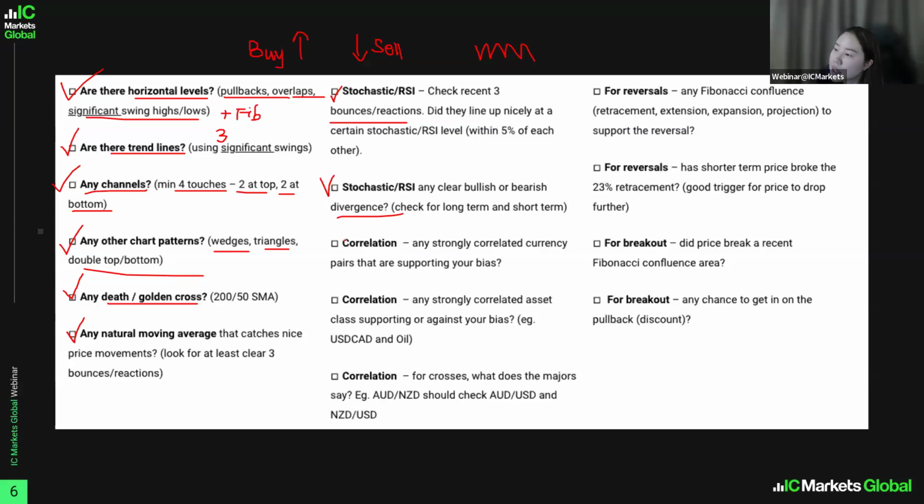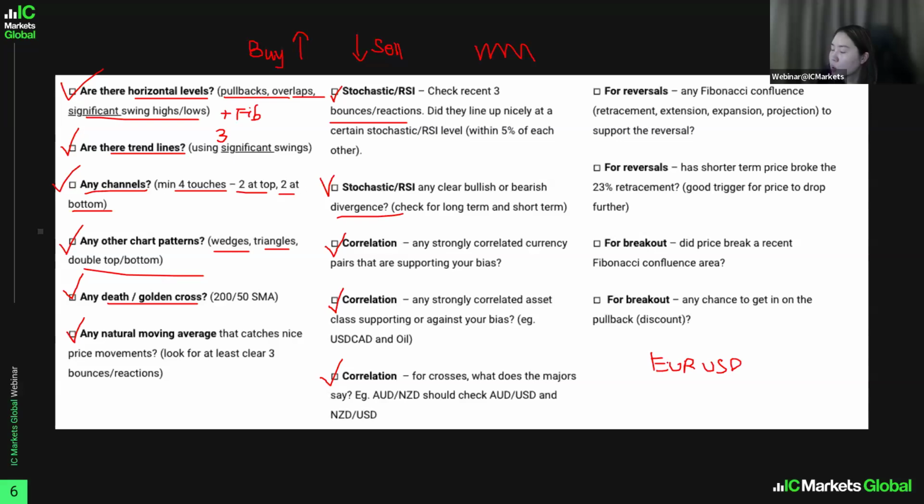Once all of that is done, I will then consider to see if there are any correlations. Correlations are using another pair or something else to see if the decision that you have made or the plan or setup that you have come up with makes sense. So for example, I'm doing my analysis on EUR/USD, right?